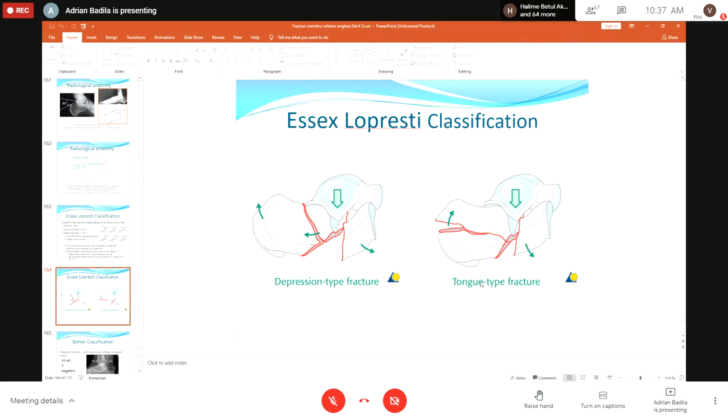In the tongue type fracture, the primary fracture line is also vertical, but the secondary line goes horizontally and it will leave the calcaneum on its posterior aspect. And these fragments mimic a tongue. This is the tongue fragment. In the depression type fracture, the primary fracture is vertical. The secondary line will leave the calcaneum on its superior face. In the tongue type fracture, the primary line of fracture is the same, a vertical one, but the secondary fracture will go horizontally and it will leave the calcaneum on its posterior surface.